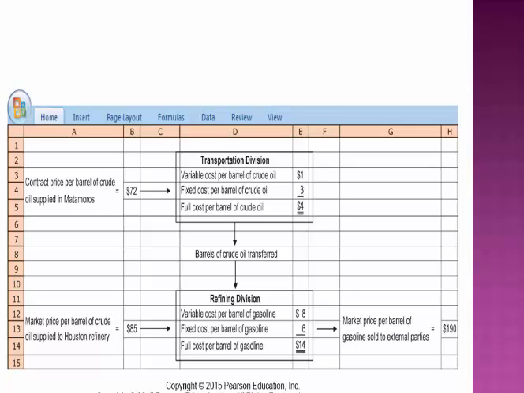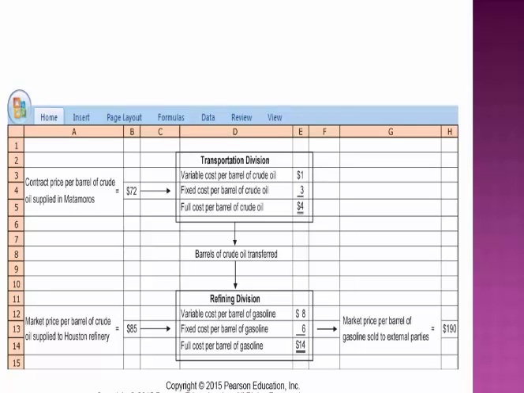They can bring it across the border from Mexico and sell it to the refining division. They can also sell it to other divisions or other external parties that may be interested in purchasing as well. Currently, there is a market price for a barrel of this crude oil, and it's set at $85 per barrel.